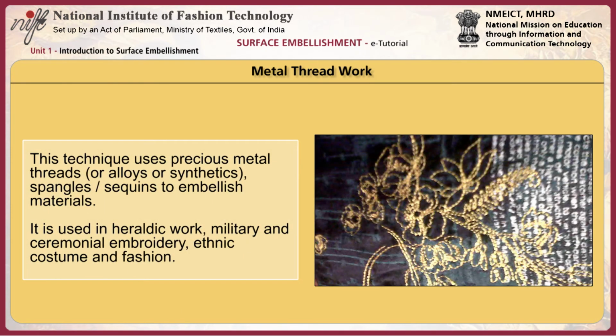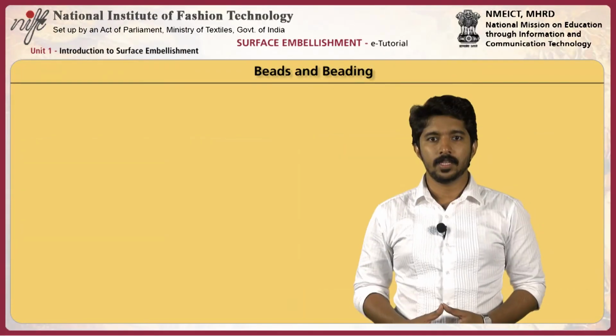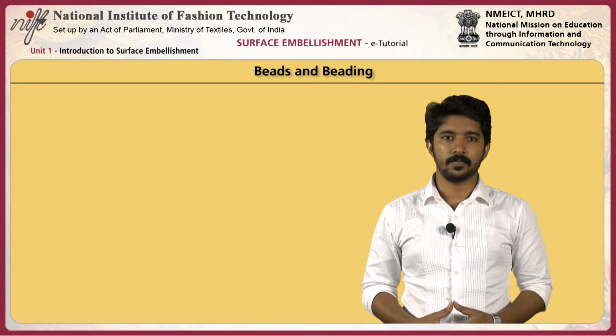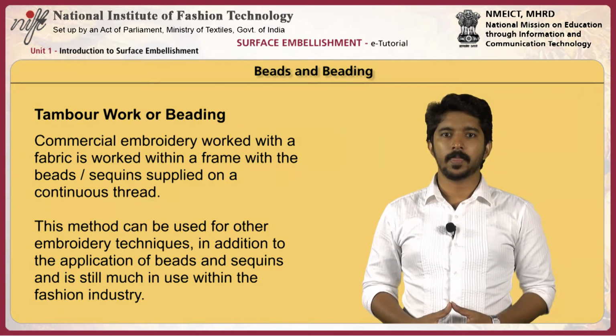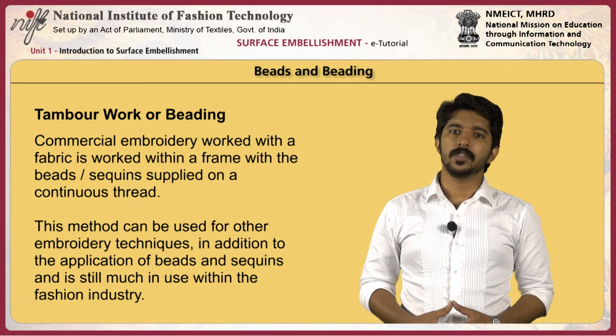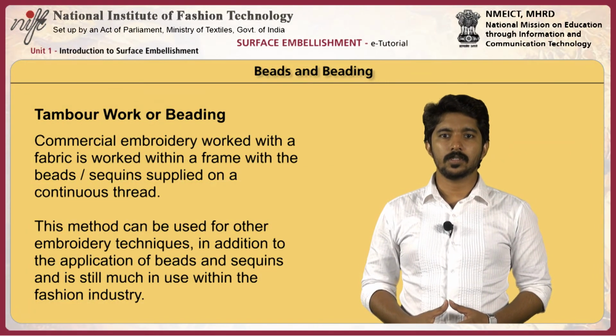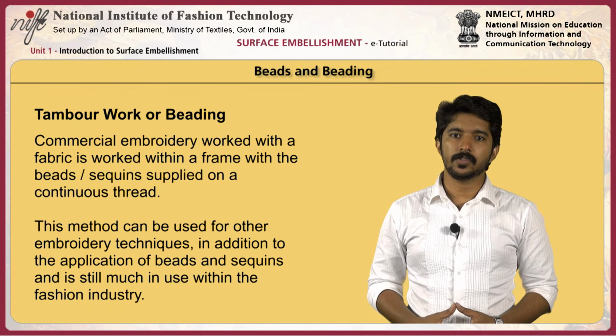Metal thread work technique uses precious metals, threads or alloys or synthetics, spangles or sequins to embellish materials. It is used in heraldic work, military and ceremonial embroidery, ethnic costumes and fashion. Many types of metal thread materials and techniques are used. There are different types of beading work. Tambour work or beading is commercial embroidery, worked with the fabric within a frame with the beads or sequins supplied on continuous thread.